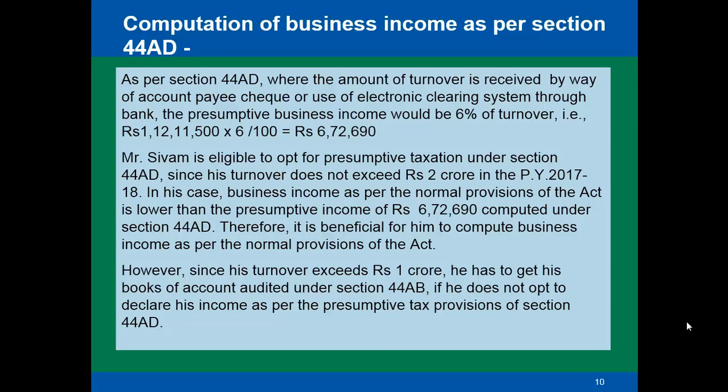But here we should note that if he does not go for the presumptive tax provisions under section 44AD, since his turnover has exceeded 1 crore, he has to get his books of account audited under section 44AB.